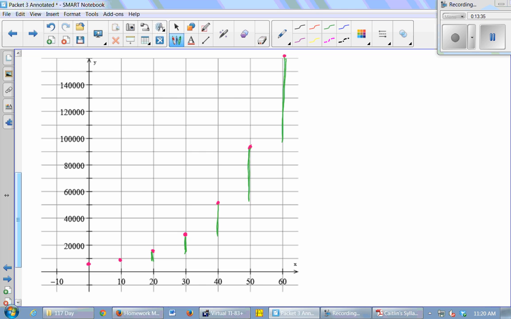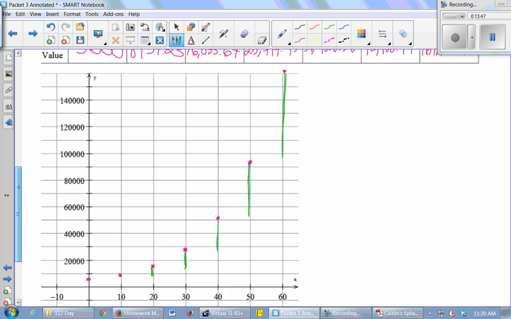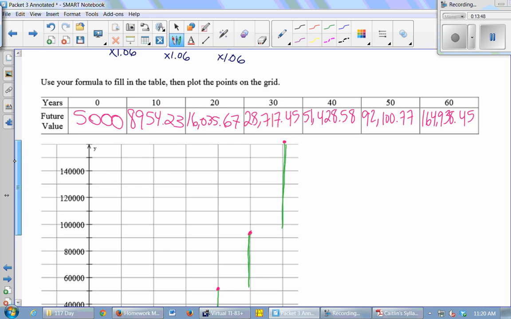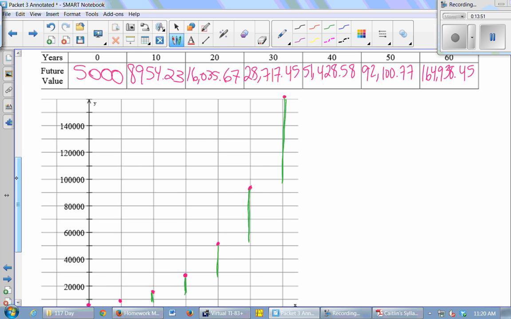This is exponential growth because I'm multiplying by the same amount every time. To get from year to year, I multiply by 1.06. So compound interest is an example of exponential growth. And the longer you leave your money growing exponentially, the more it works for you.